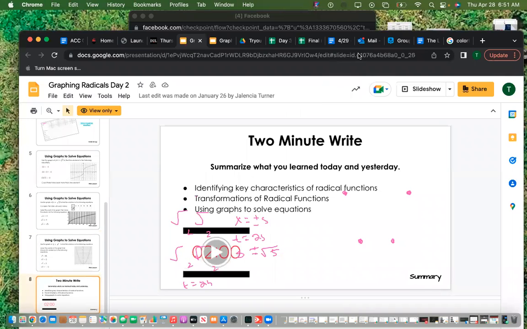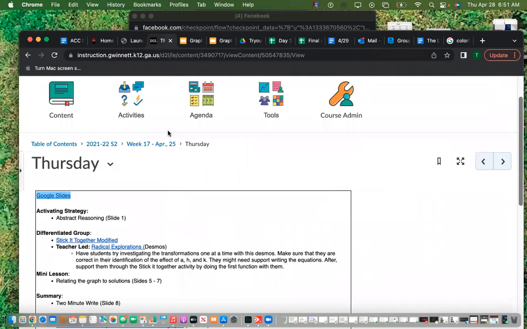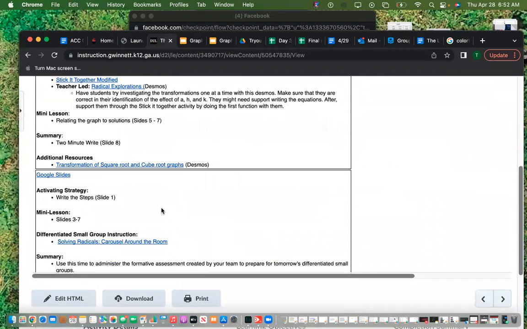In your notebook, take about 2 minutes to identify key characteristics of radical functions, transformations of radical functions, and using graphs to solve equations. Summarize what you learned today in your notebook. Remember, you're turning in the stick it together modified today. So please make sure that you are working. All right, see you in the next video.